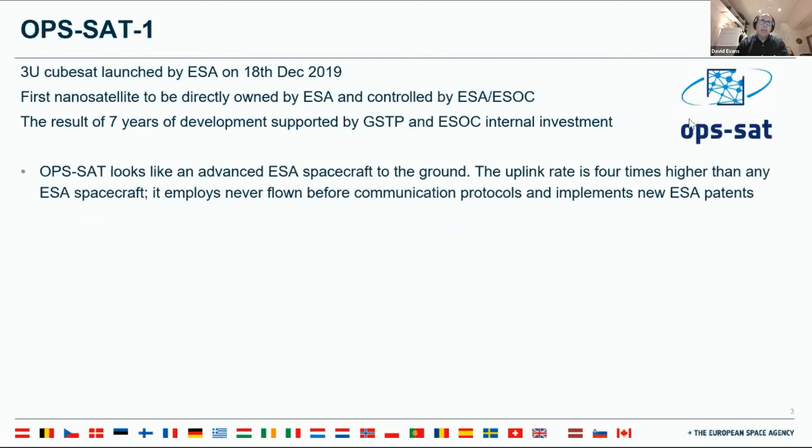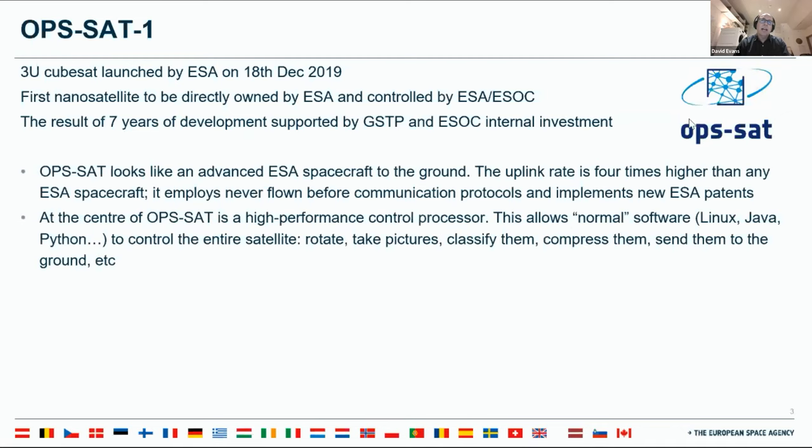To the ground, OBSAT looks like an advanced thesis spacecraft. For instance, it has a 4 times higher uplink rate. It flies communication protocols we've never flown before, some new ESA patents, et cetera. And in the middle of it, we have this processor. It's an Altera system module.